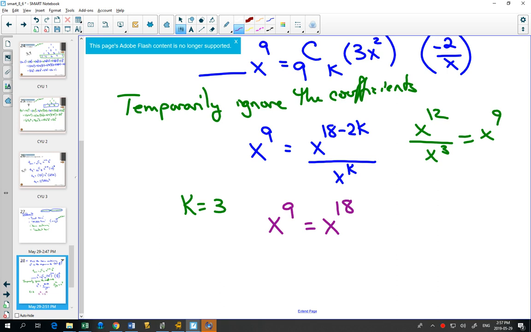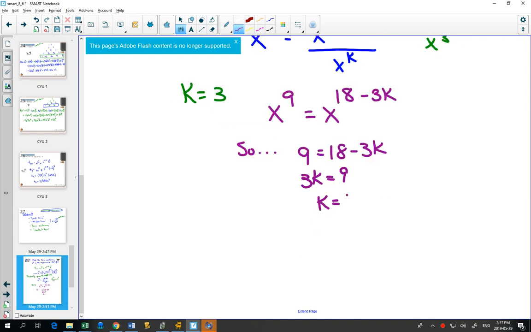You subtract. What is minus 2k minus k? Minus 3k. And if x to the 9 equals x to the 18 minus 3k, so 9 would equal 18 minus 3k. 3k equals 9. K is equal to 3. Some people really like the algebra way. They're like, I think that's even faster than guessing for me. And that's perfectly fine. If you can't guess the right number, or if when you're guessing and checking you happen to guess the same number 5 times in a row, you may want to choose the algebraic method.